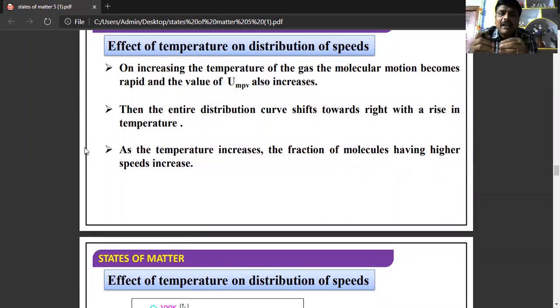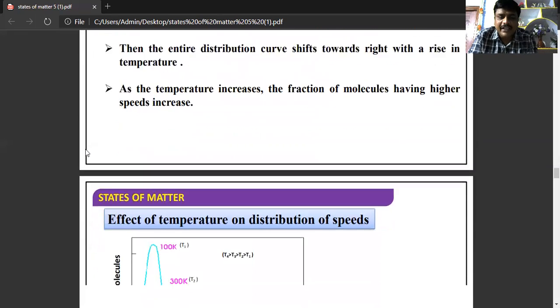So if you see the effect of temperature on the distribution of speeds, on increasing the temperature of the gas, the molecular motion also becomes rapid and the value increases. Then the entire distribution curve shifts towards the right as the temperature increases. So as the temperature increases, the fraction of molecules having higher speed also increases.